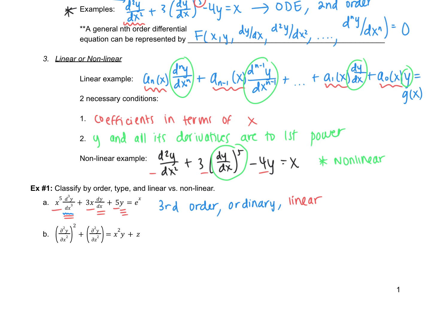Okay, if I go to my second question, if I classify by order, I have a second derivative here. So this is going to be second order. I notice these are partial derivatives, so it's going to be a partial differential equation. And then because we have a derivative to the second power, this is going to be nonlinear.